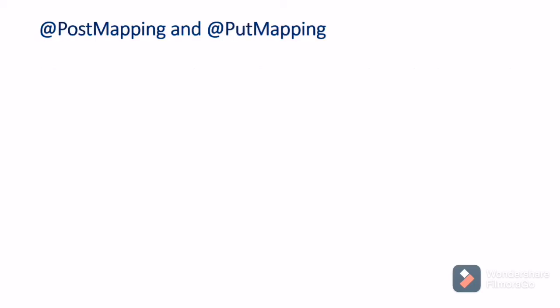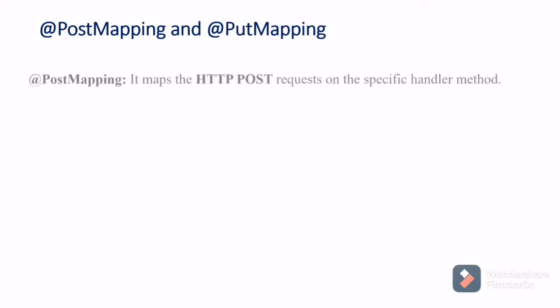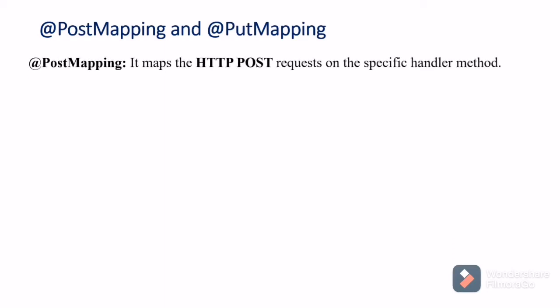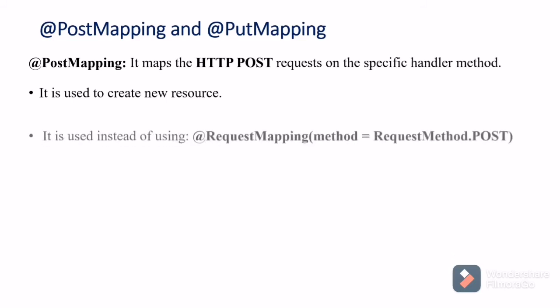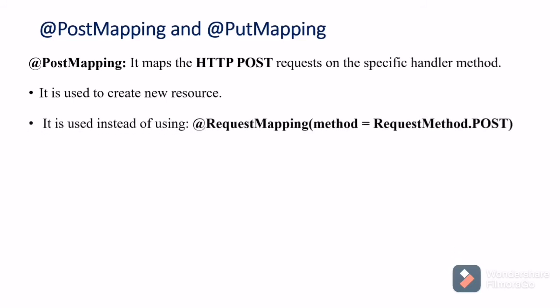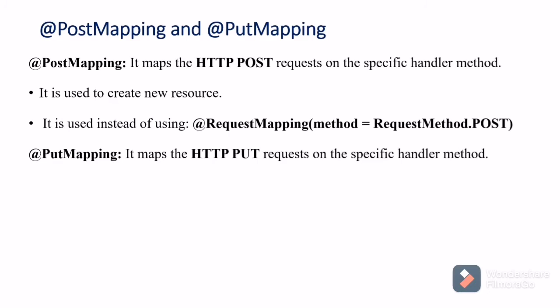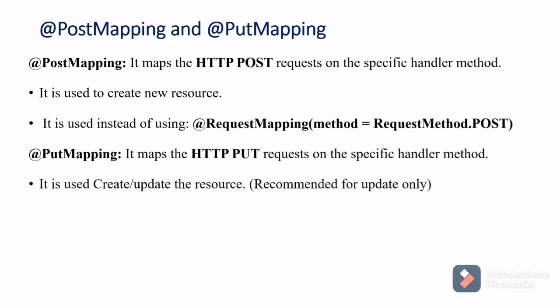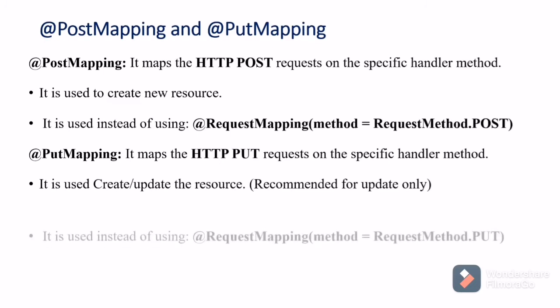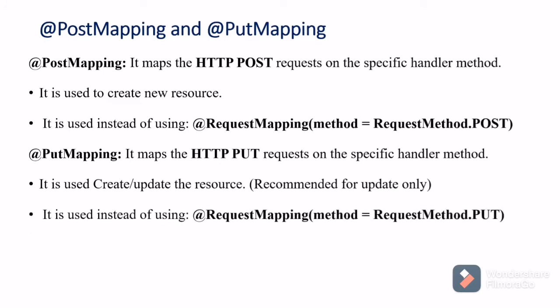@PostMapping and @PutMapping. @PostMapping maps the HTTP POST request to the specific handler method. It is used to create a new resource, and it is an alternative for @RequestMapping method equal to RequestMethod.POST. Now let's see about @PutMapping. It maps the HTTP PUT request to the specific handler method. It is used for creating or updating the resource. The alternative for PutMapping is @RequestMapping method equal to RequestMethod.PUT.